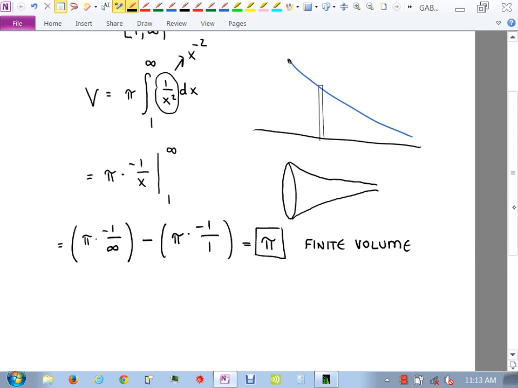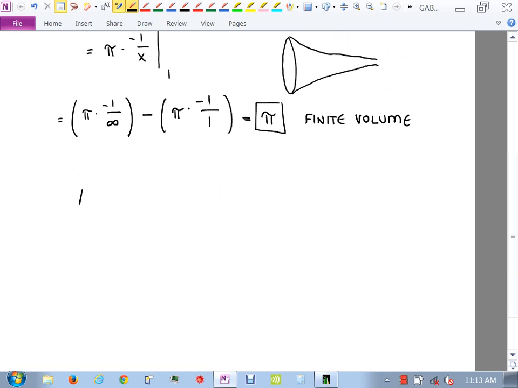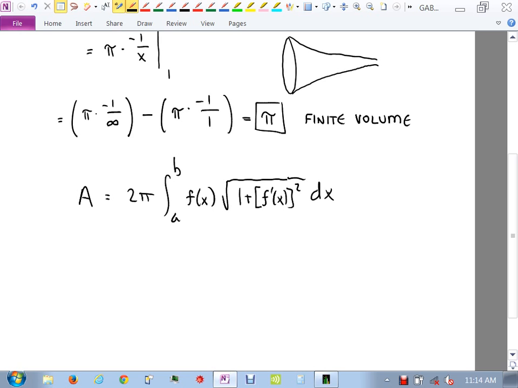All right, now let's look at its surface area. What was the formula for the surface area? We had that last class. I'm just going to write the formula first. It was 2 pi, integral from a to b, of the function times the square root of 1 plus the derivative of the function squared dx. That was what we got last class, right?